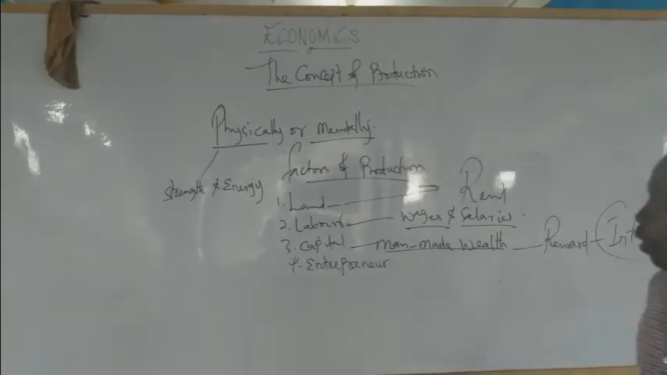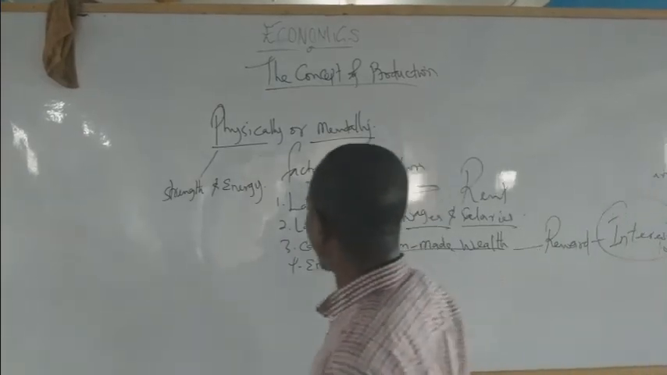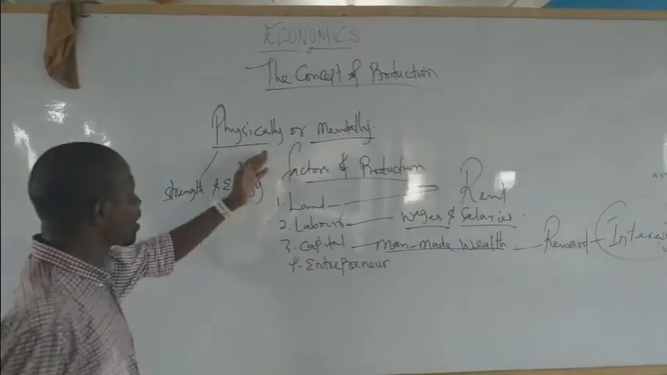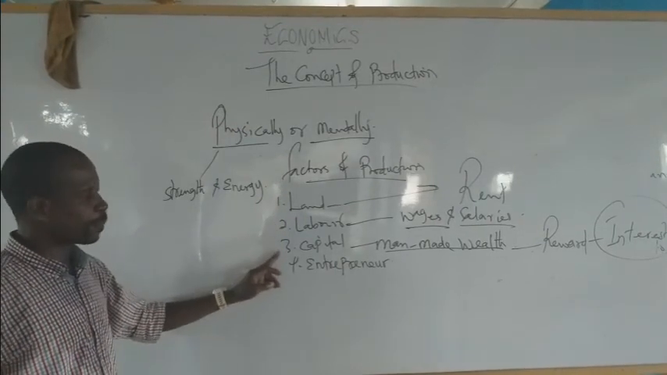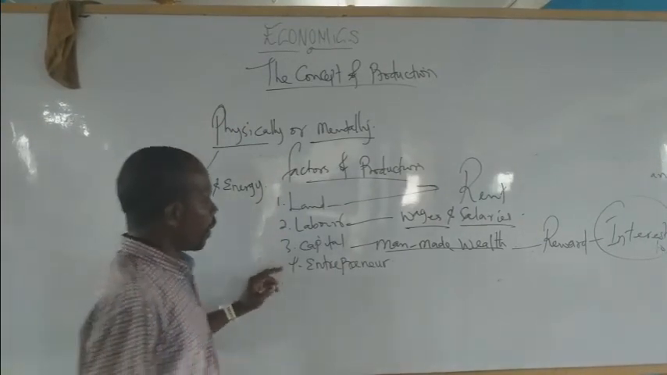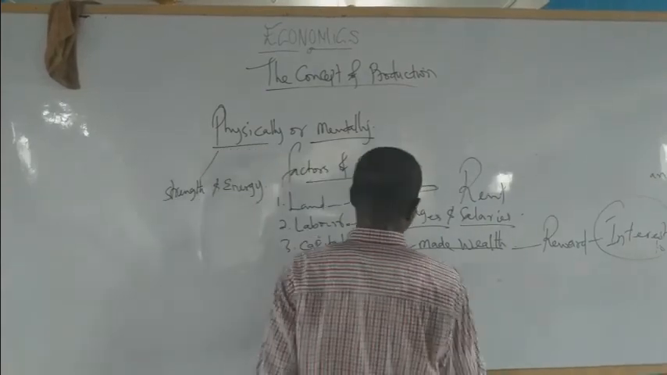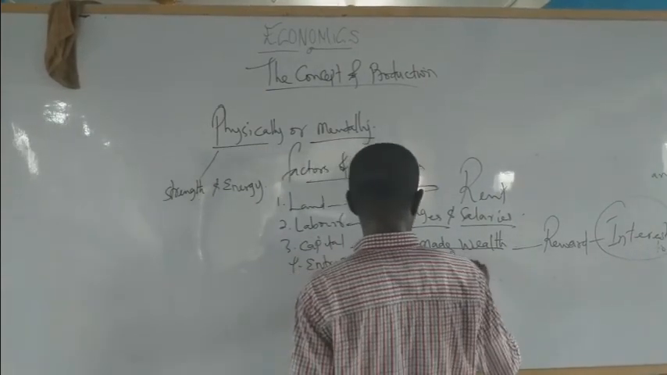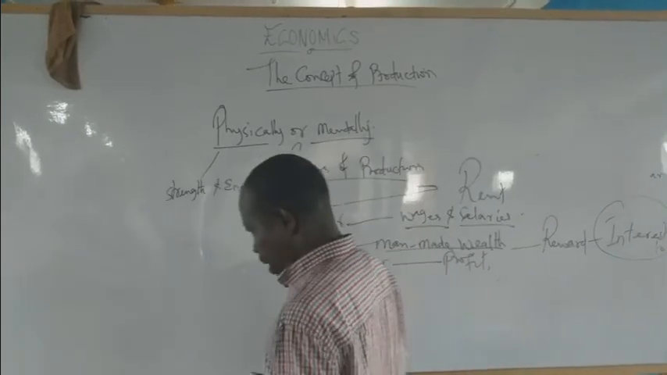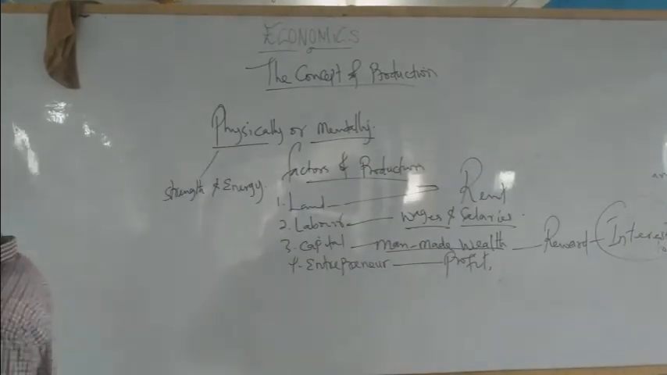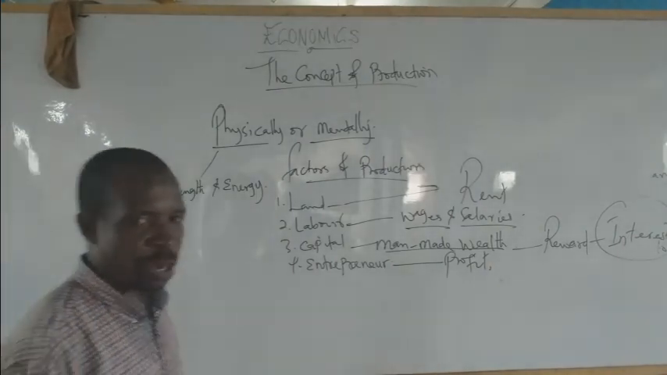The entrepreneur is the most important part of production because it coordinates the land, labor, and capital. Its economic reward is profits. Its economic reward is what? Profits. Sometimes they will tell you the economic reward for entrepreneurs is profit and loss.